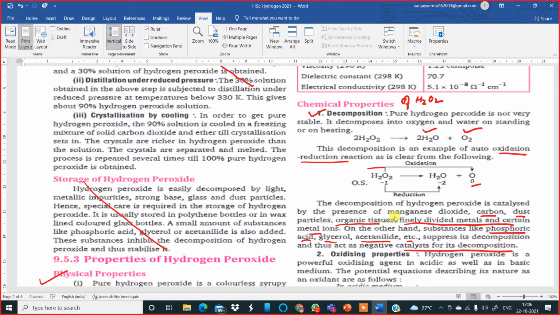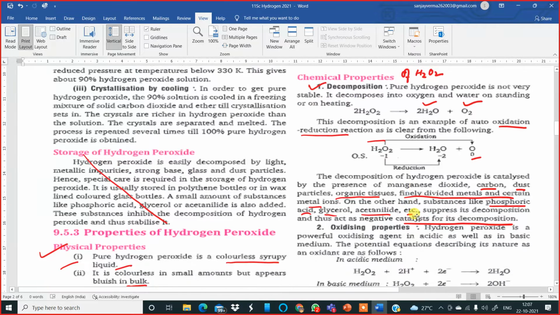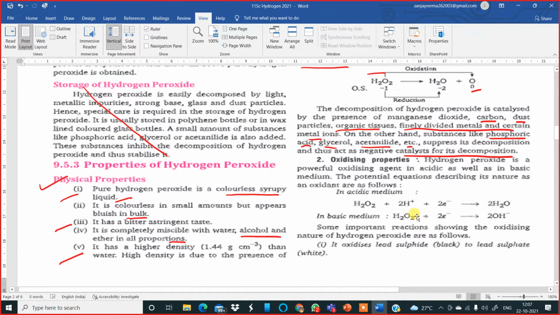So, if you want to preserve a bottle of hydrogen peroxide, think about adding a little bit of phosphoric acid or glycerol or acetanilide to the solution of hydrogen peroxide and store it tightly capped in a container. Now, this was the first chemical property. After this, moving to the oxidizing properties.